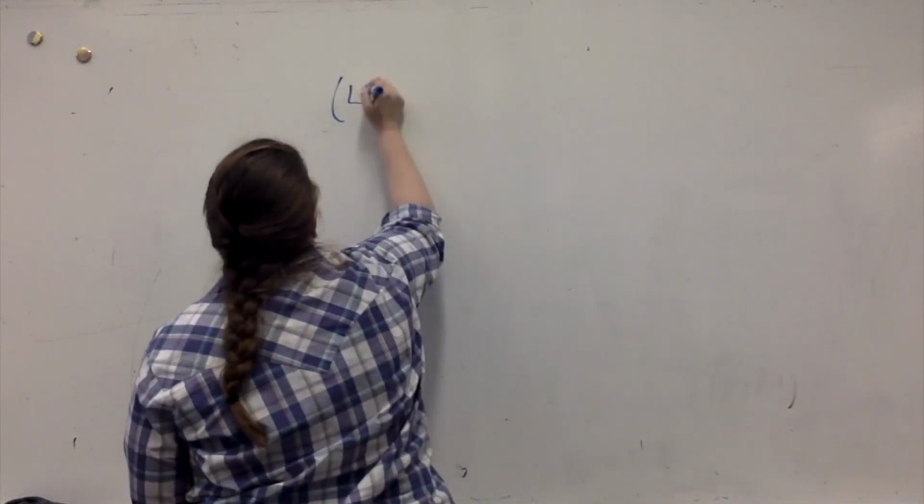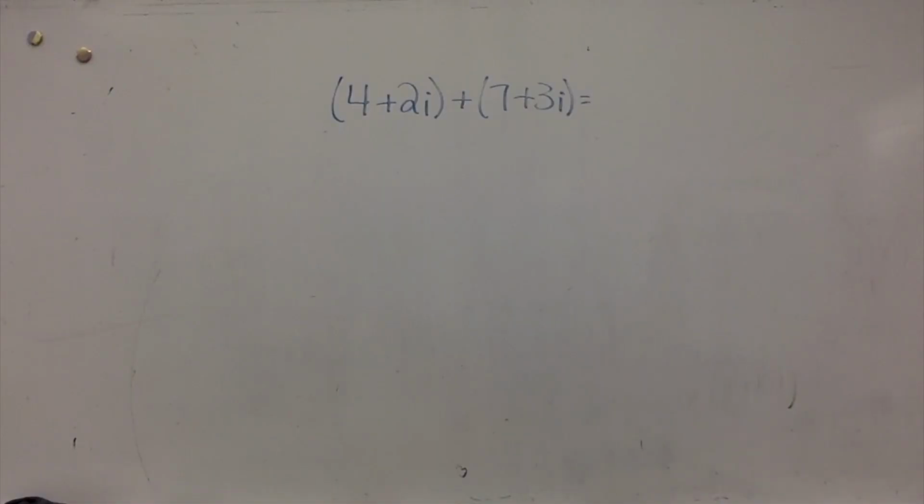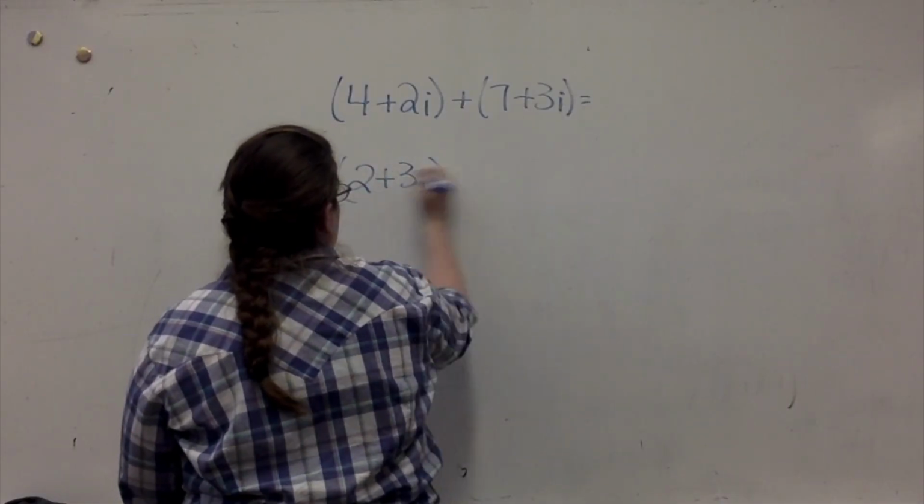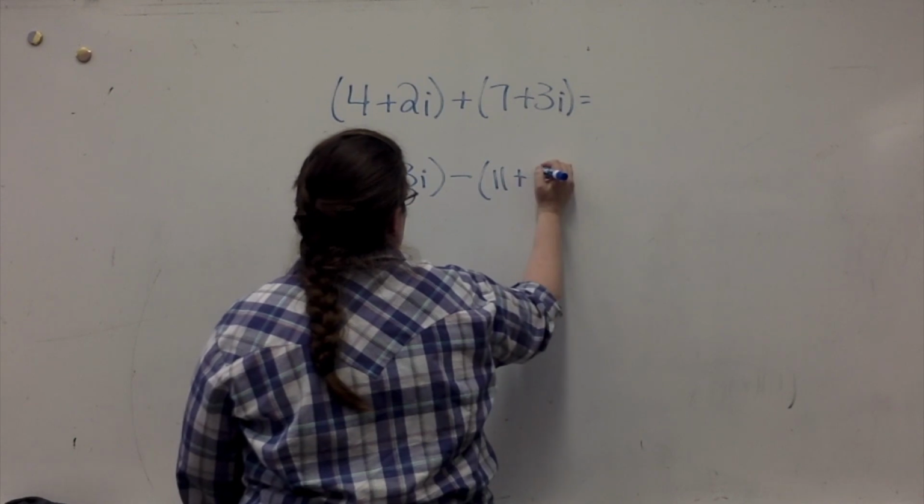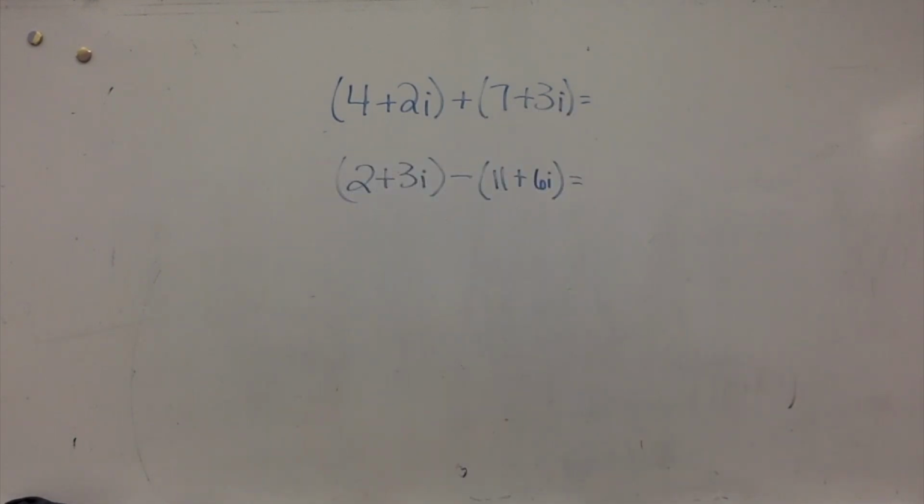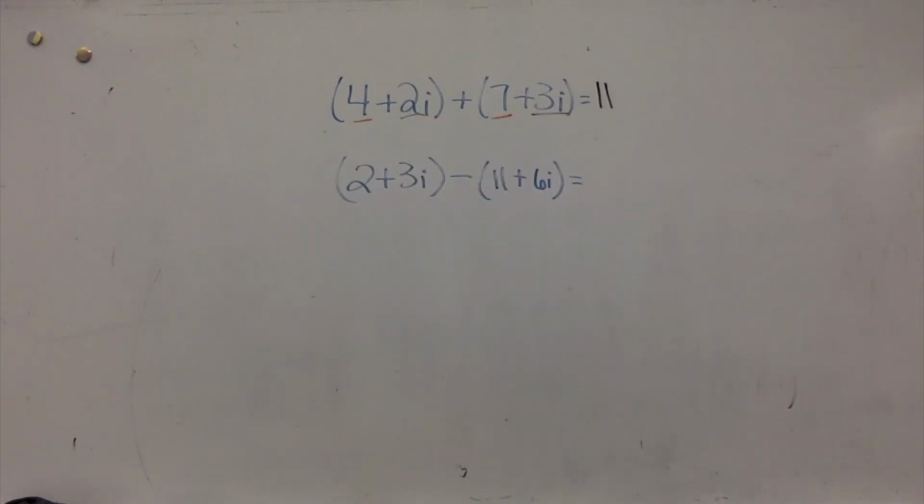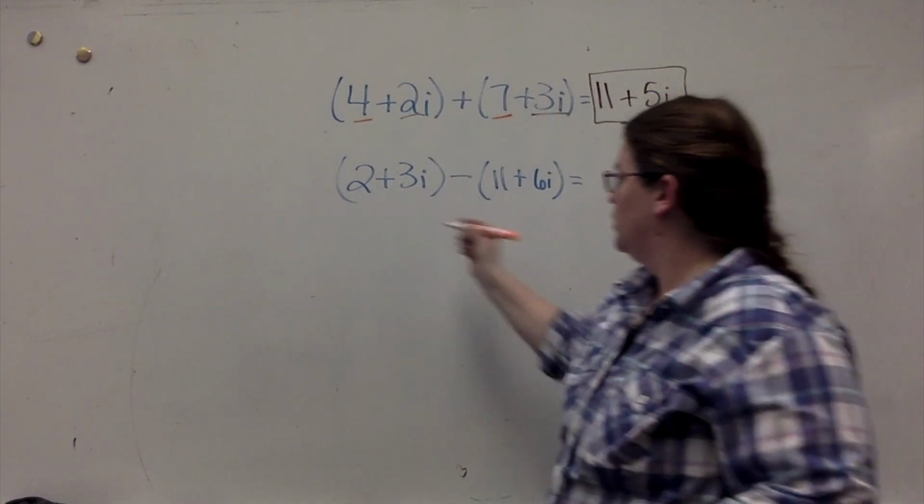So the complex number is a real number and an imaginary number. When we add them, we just combine like terms. And the same thing when you subtract them. So just put the constants together and then the i's together. Be careful when you subtract, you have to distribute that negative.